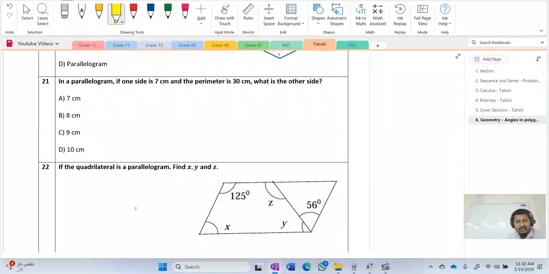Yes, so perfect. Remember, perimeter is adding up the four sides.